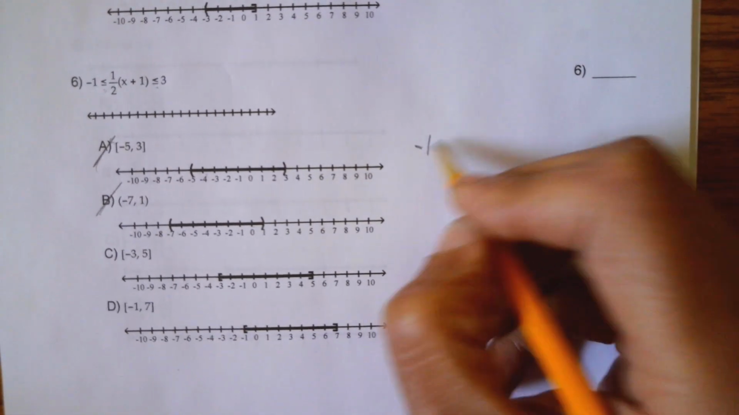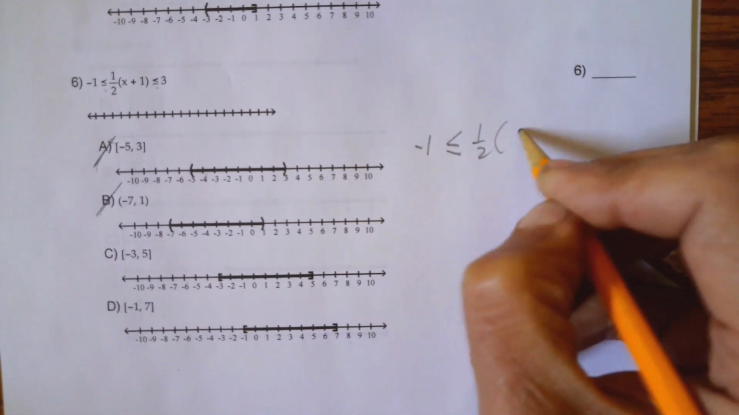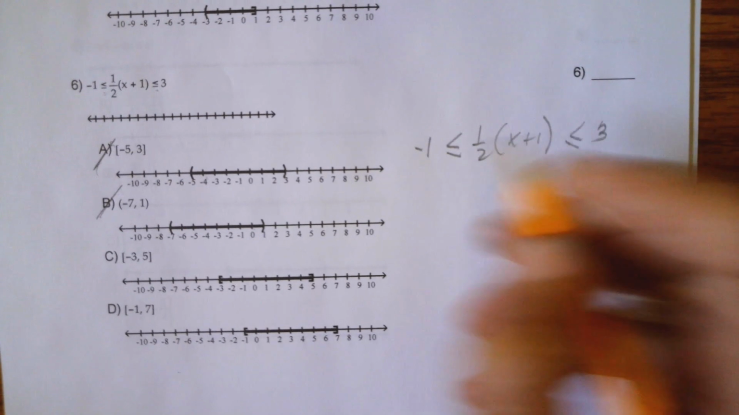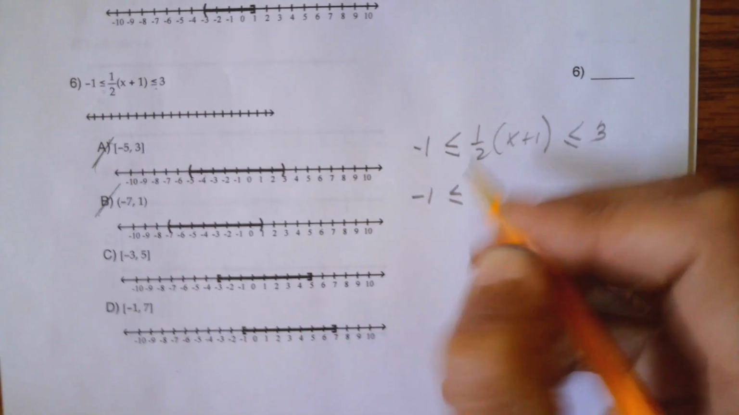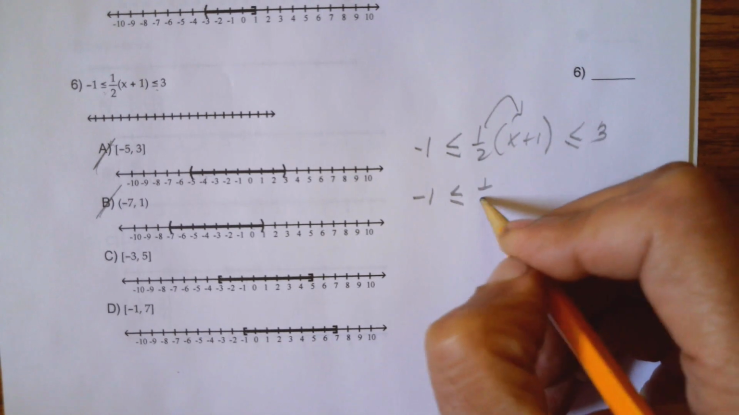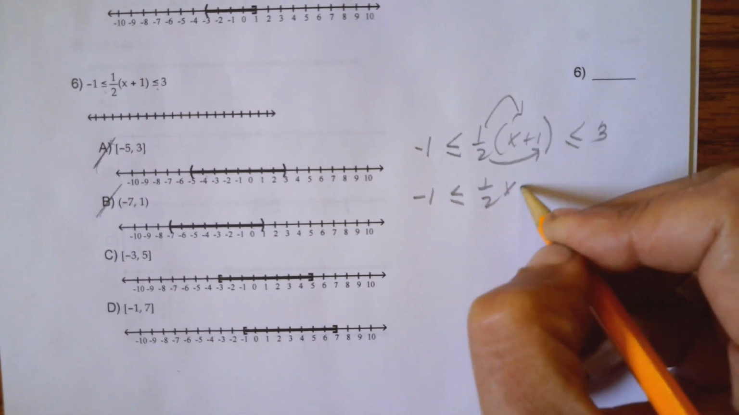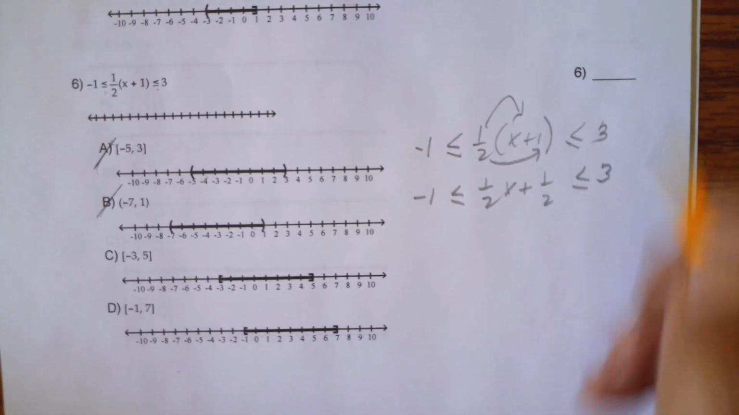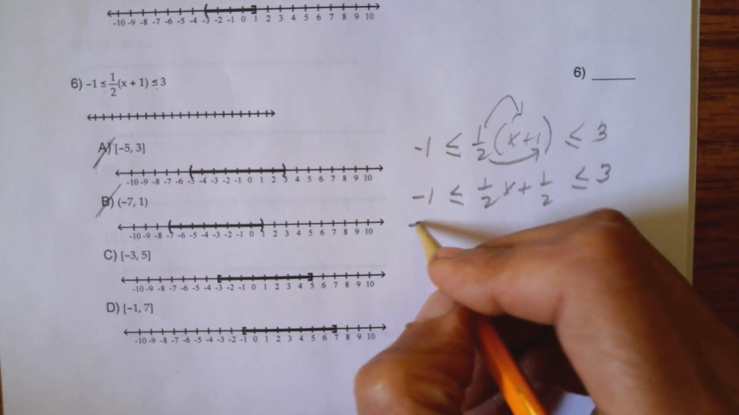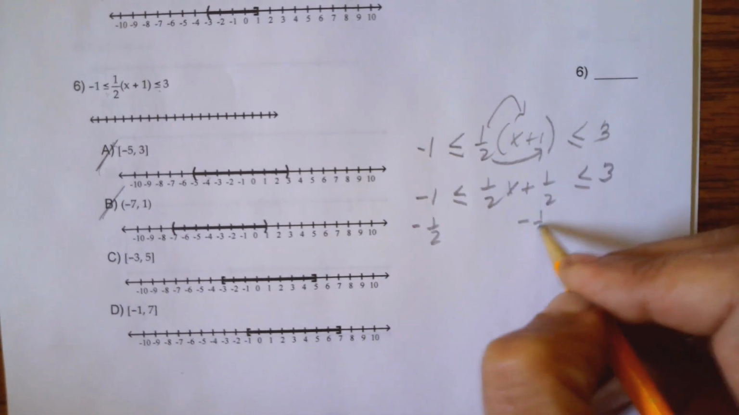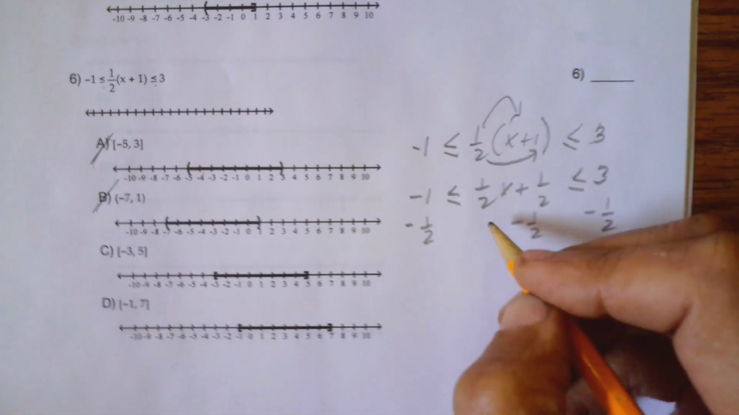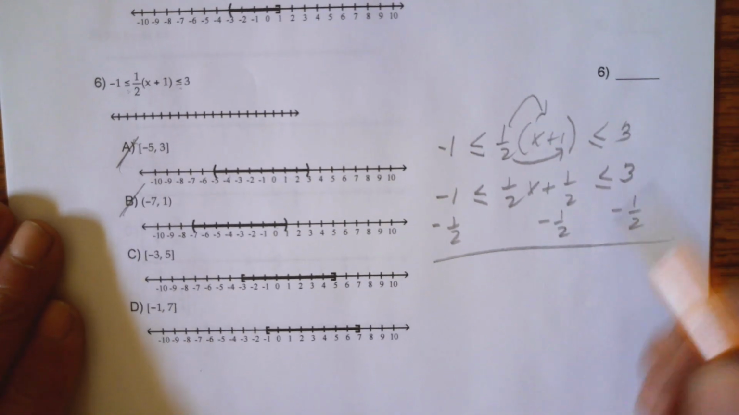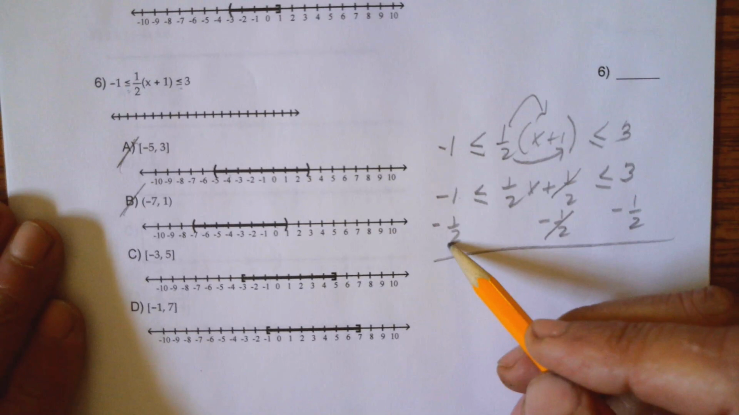So what have I got? Negative 1 less than or equal to 1/2 of x plus 1, less than or equal to 3. So negative 1 is less than or equal to 1/2 times x, which is 1/2 x, 1/2 times 1 is a positive 1/2, less than or equal to 3. Let me subtract 1/2 everywhere. Subtract 1/2 here, subtract 1/2 there, subtract 1/2 there. The 1/2s cancel out.